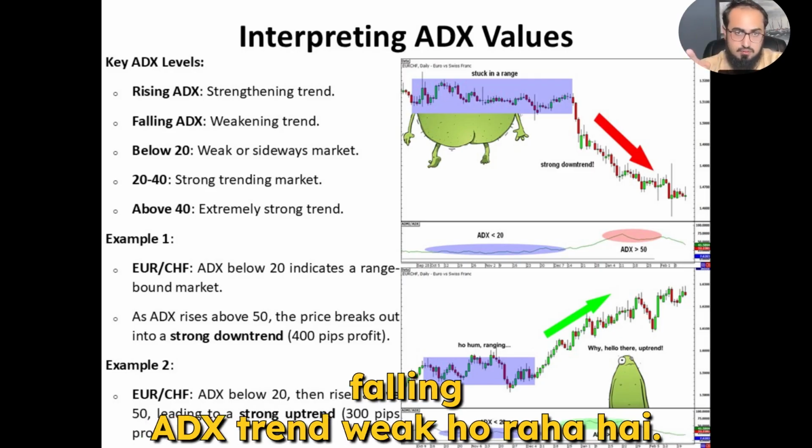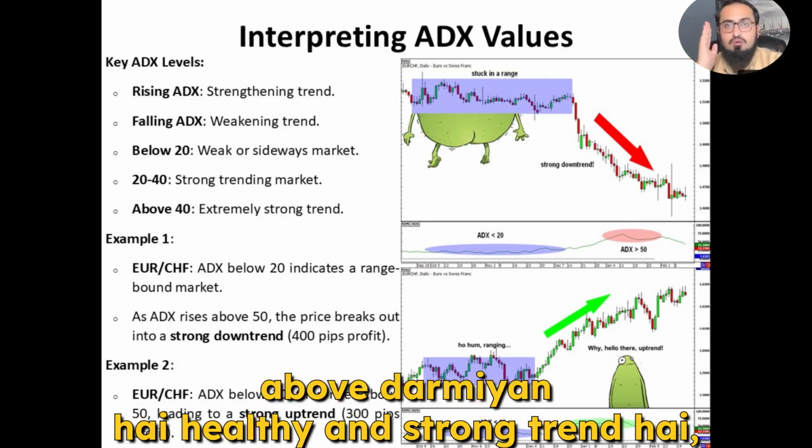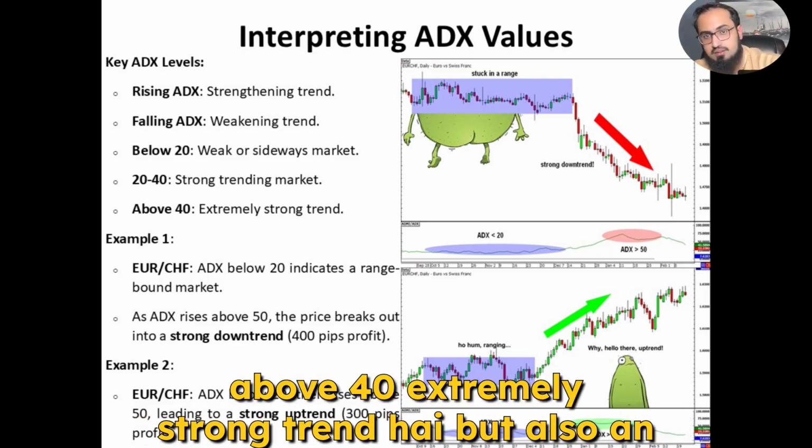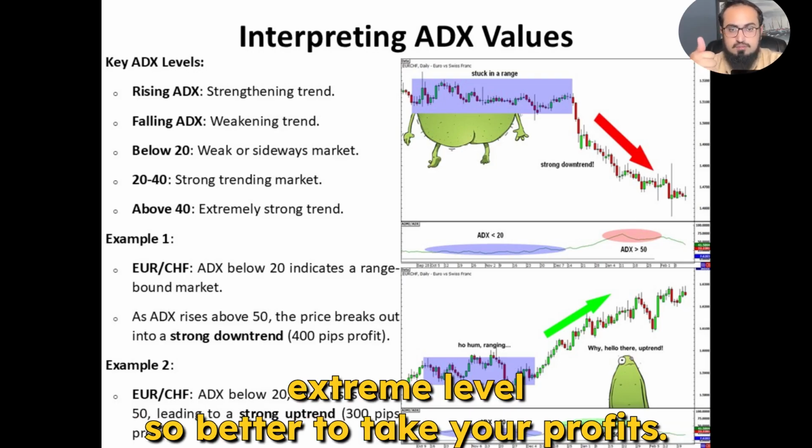Rising ADX means a strong trend, so follow the ideas. ADX below 20 is a weak trend. Between 20 and 40 is a healthy and strong trend. Above 40 is an extremely strong trend, but also an indication that it may reach an extreme level, so better to take profit.